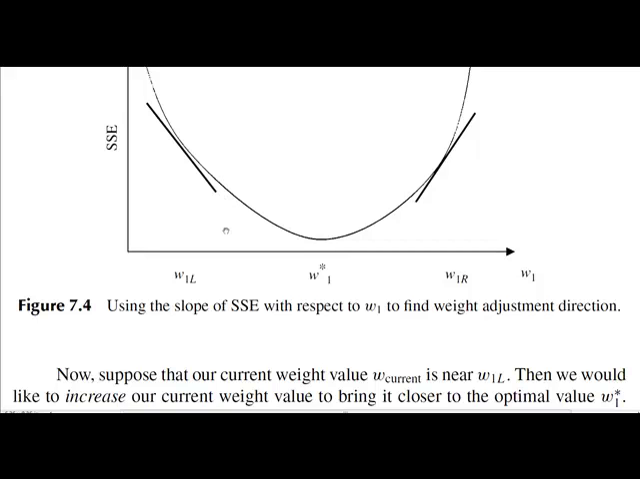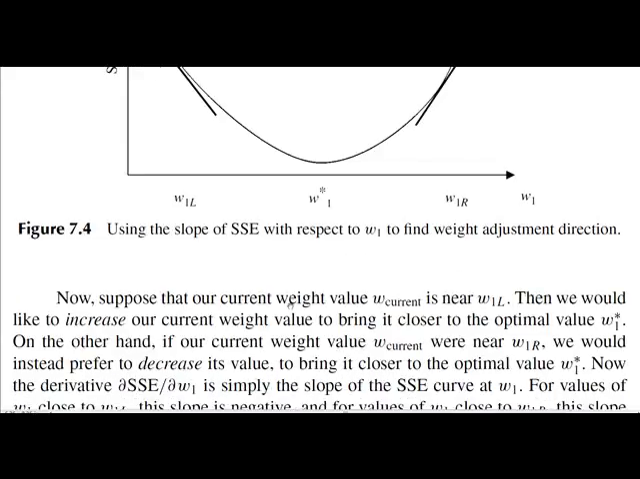Now, how much should we move? So if we're way over here, we want to move a lot, right? And notice the slope is steeper over here. So it means that the slope is greater over here. Well, on the other hand, if we're over here, the slope is not so great, and we don't want to move so much. So not only do we want to move in the opposite direction of the sign of the derivative, but the magnitude of the derivative gives us some idea of how much we want to move in that direction.